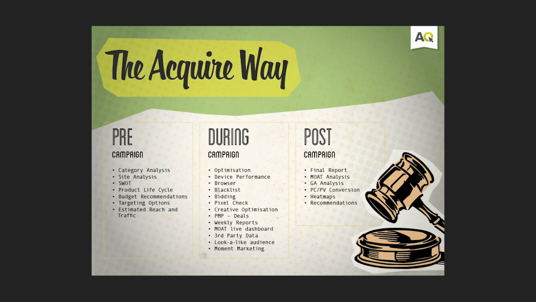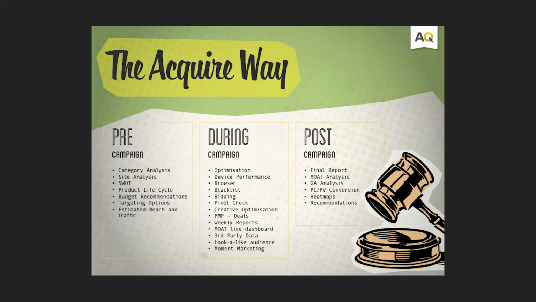I'm going to talk about Acquire Online and how we use our programmatic technologies and skills and platforms to run a campaign. We start off with the brief from an advertiser or an agency or a direct client. We look at the brief, we analyze the category, we look at site analysis. We use a tool called SimilarWeb that helps us understand the traffic sources, the keywords that are popular on your site. We run a SWOT analysis on your site.